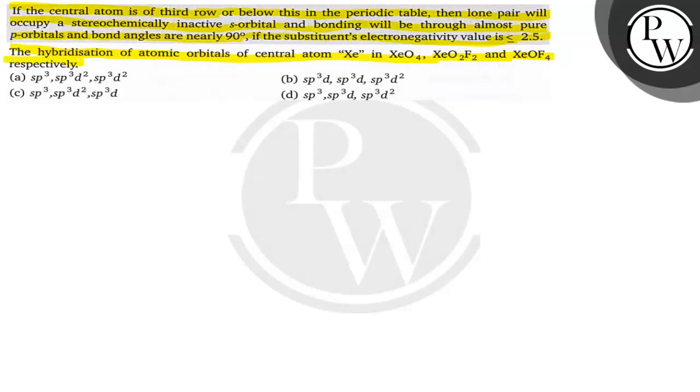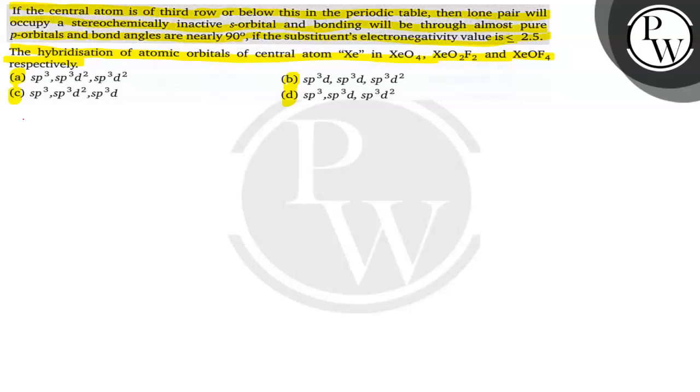हमें सेंट्रल एटम xenon का हाइब्रिडाइजेशन बताना है XeO4 में, XeO2F2 में, nothing but xenon tetroxide, xenon dioxide difluoride, xenon oxy tetrafluoride में हमें hybridization बताना है. There are 4 options A, B, C, D. We need to select one correct option. Let us solve this question.